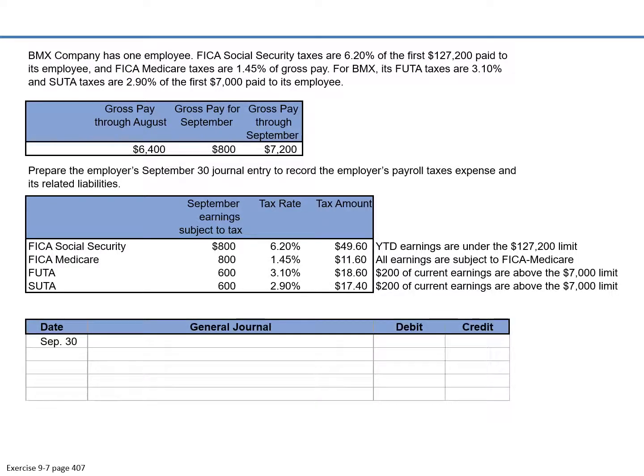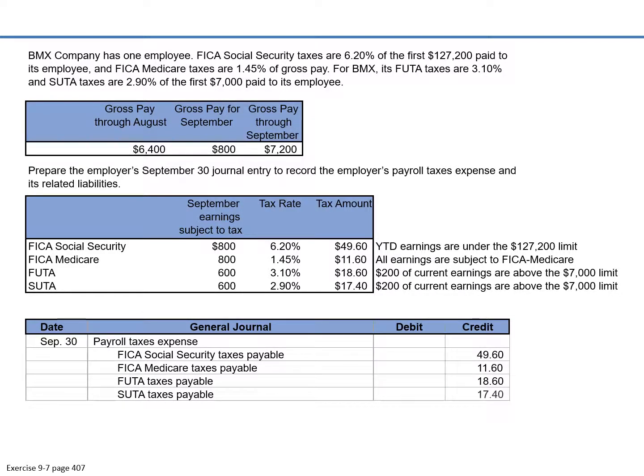Okay. Then the journal entry on the employer side is the payroll tax expense for the grand total. But let's do all of the credits first. So you have your FICA Social Security payable for $49.60, Medicare payable for $11.60, your FUTA tax payable for $18.60, and your SUTA tax payable for $17.40. So the sum total of all your credits leaves you with a debit for payroll tax expense of $97.20. Okay.